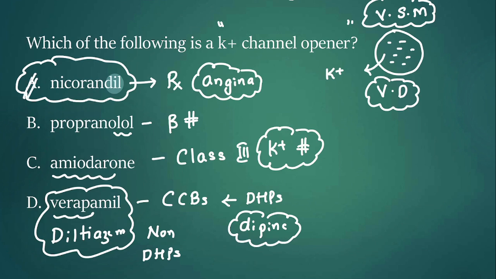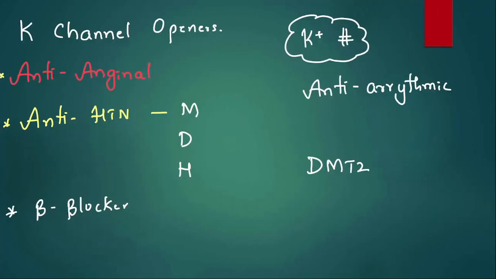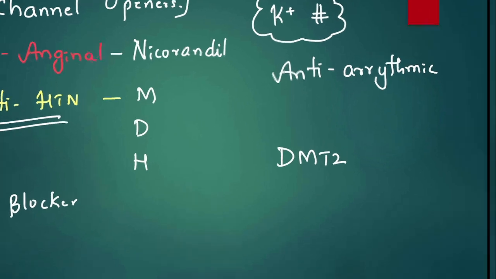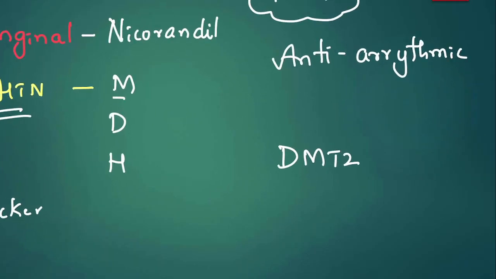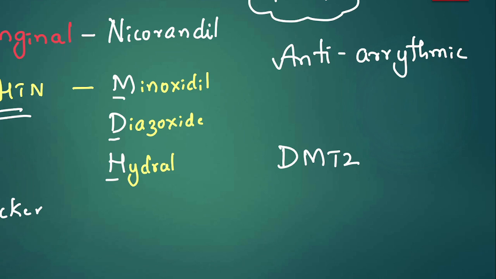So what are the other things we have to revise? Let us see. Most of your exam questions will be based on, tell me the potassium channel openers. In anti-anginal drugs, I just told you the drug name is Nicorandil. In antihypertensives, there are 3 drugs which are potassium channel openers. The mnemonic is MDH, MDH ka masala. M stands for minoxidil, which is used to manage androgenic alopecia. D stands for diazoxide, which is used to manage insulinoma. And H stands for hydralazine. Hydralazine has multiple mechanisms and one of them is potassium channel opening.